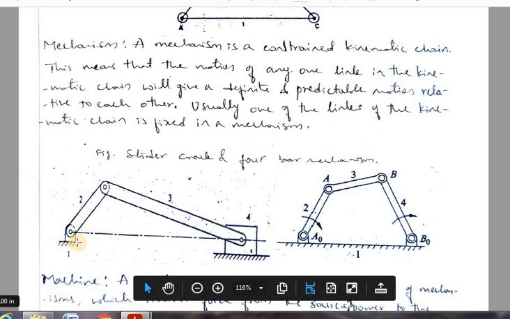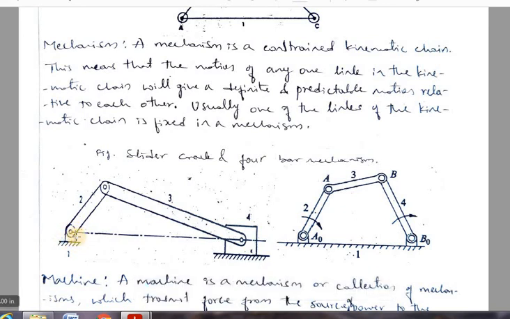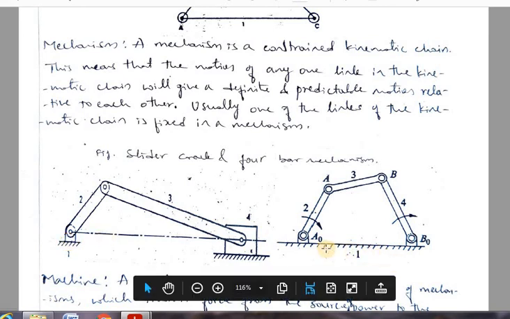So in this example, this is the one where we consider link number 1 which is fixed. And here in this example, this is the link number 1 which is fixed. This and this is considered as only one link. This fixed base link is considered as link number 1.